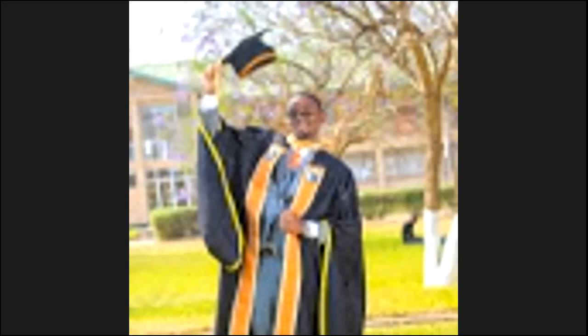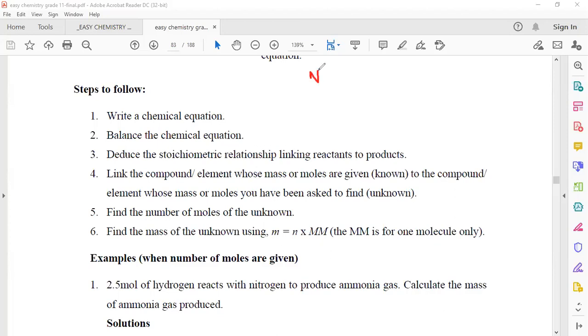So the reaction of nitrogen plus hydrogen, giving us ammonia, which is NH3. As usual, when you balance this reaction, you have a 2 there, then a 3 here, a 3 there. Then they're saying in the question we have 2.5 moles of hydrogen. So can we find the mass of ammonia?